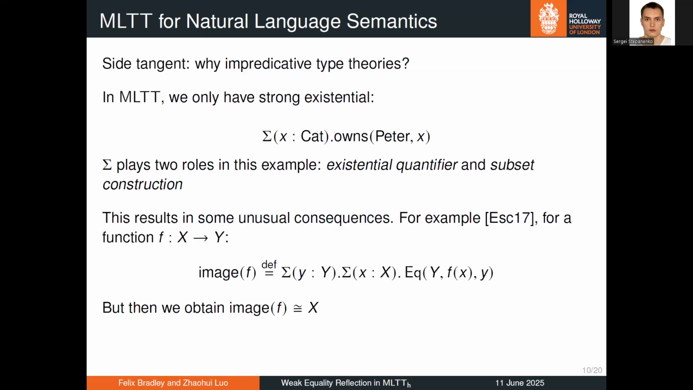There's a good example of this in a talk given by Escardó, where he talks about the fact that when you try to, for example, define the image of a function in MLTT, you end up with this weird property that the image of the function is type isomorphic to its domain, which is not really a property we necessarily want. It feels weird to have, for example, a function that projects from Booleans to the unit type, and to say that the image of that function is the Booleans. That's quite bizarre.